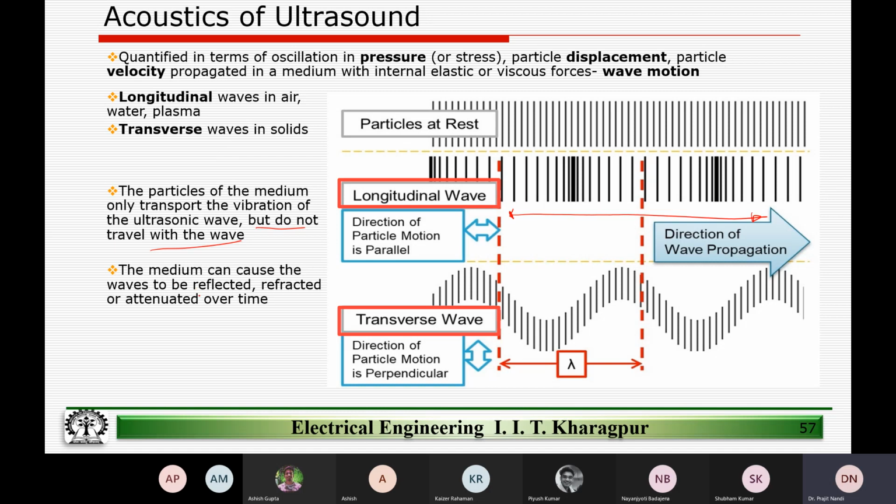The second point is that the medium can cause waves to be reflected, refracted or attenuated over time. This happens because the movement of the particles itself is restricted, so the wave will not move forward. It will be completely reflected, or some portion of it is reflected and some portion is transmitted, right?